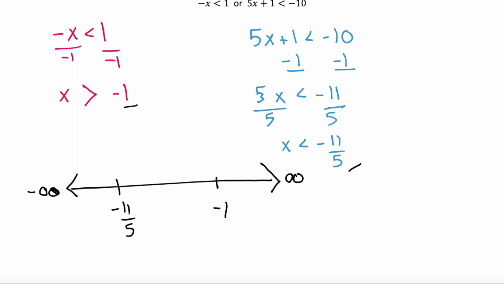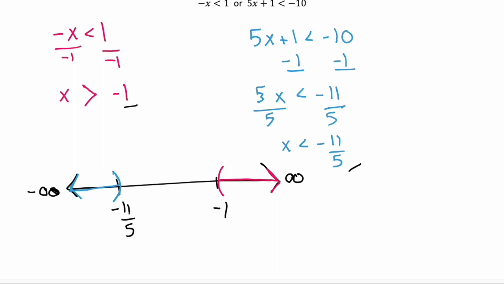And then I switch back to my colored markers and I shade that number line. So x is greater than negative 1, we shade to the right of negative 1. And because it's only greater than, we put a parenthesis at negative 1. And for our blue inequality, x is less than negative 11/5. So we shade to the left of negative 11/5. And again, there's no equal sign, so it's just a parenthesis.